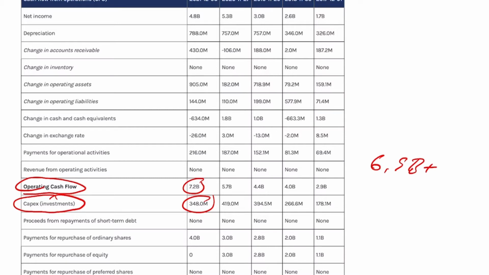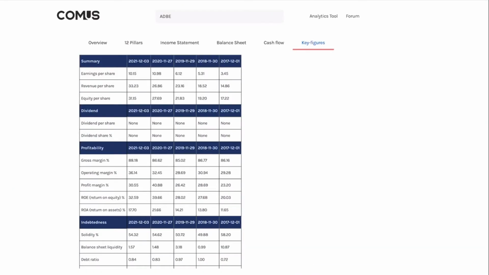We can also see that the operating cash flow went from $2.9 billion up to $7.2 billion, and these numbers have been improving every year. I like it. Capital expenditure went from $178 million up to $348 million, and these numbers have been improving. I like it. We fell off a bit in 2021, but overall the trend is positive. I like that the operating cash flow is improving, also that they continue to invest in the business. This is amazing.